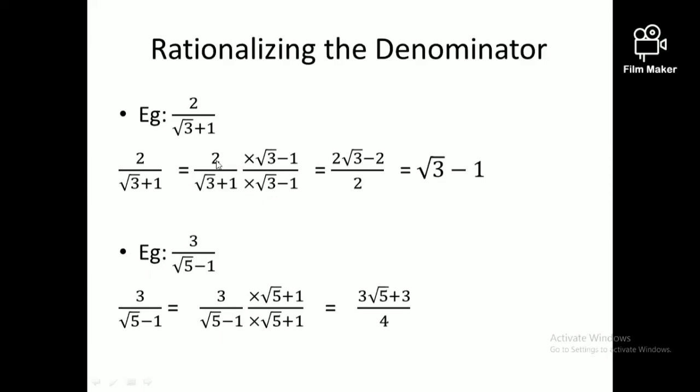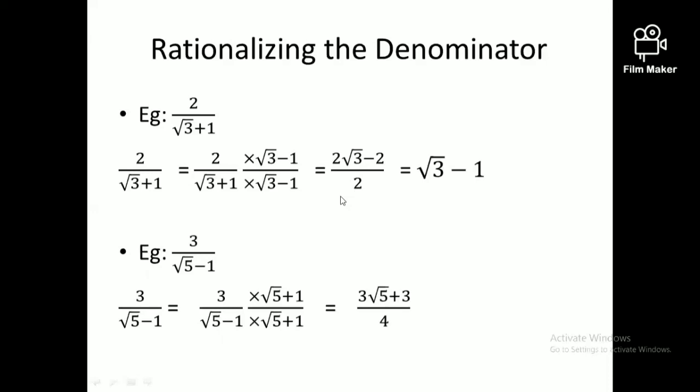Then we'll do the operation. 2 into root 3 is 2 root 3. 2 into minus 1 is minus 2. When you multiply these, children, you will understand that root 3 into root 3 is 3. We'll keep it as it is, 3. Root 3 into minus 1 is minus root 3. 1 into root 3 is plus root 3. That minus root 3 and plus root 3 cancel if you expand the brackets. 1 into minus 1 is minus 1. Then it will turn up to 3 minus 1, as 2.